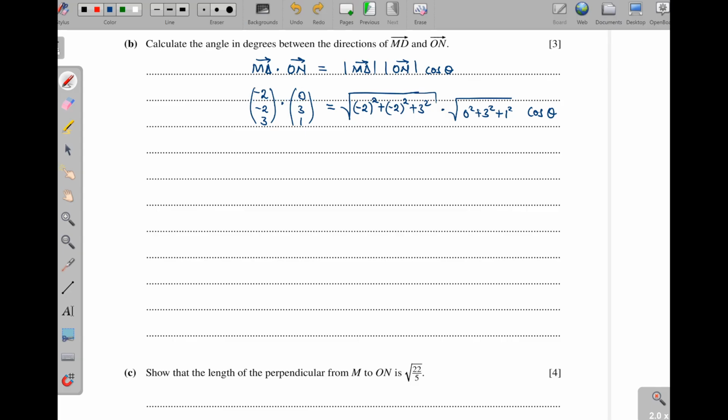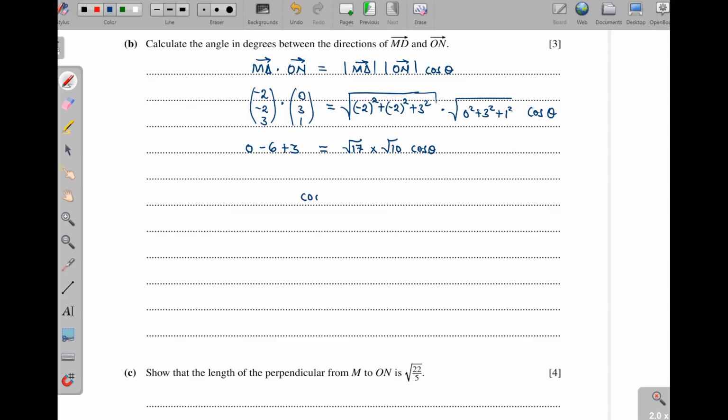So -2 times 0, that is a 0. Then -2 times a 3, that is a -6. Then 3 times 1, that is a 3, which is equal to, this is 4 plus 4, 8 plus 9. I think that is a 17. So we have root of 17. And then this is 9 plus 1, that will be 10. So root of 10, then the cosine of theta.